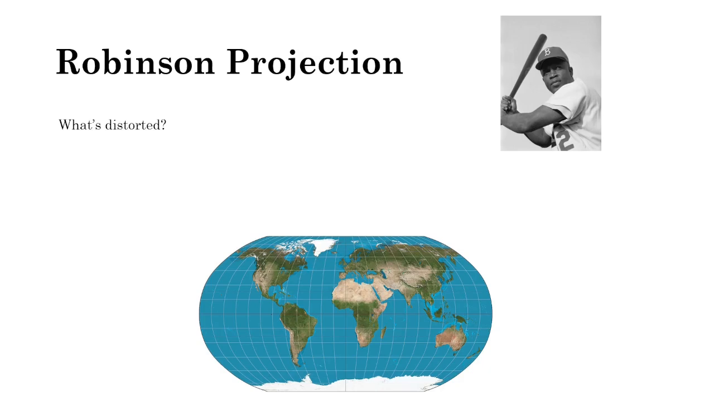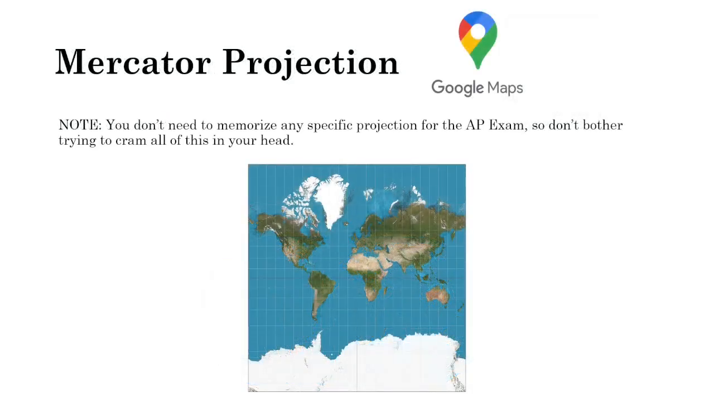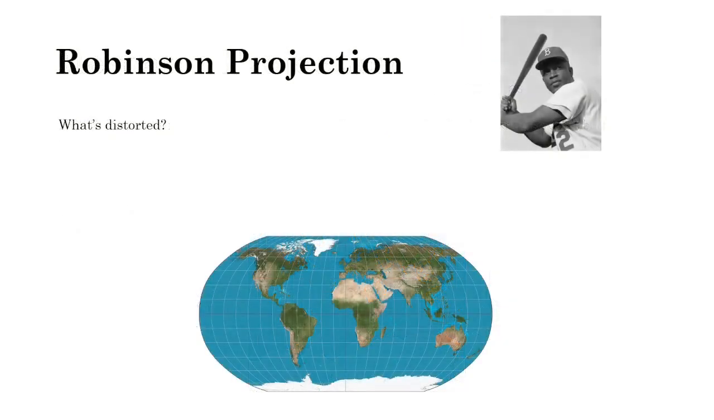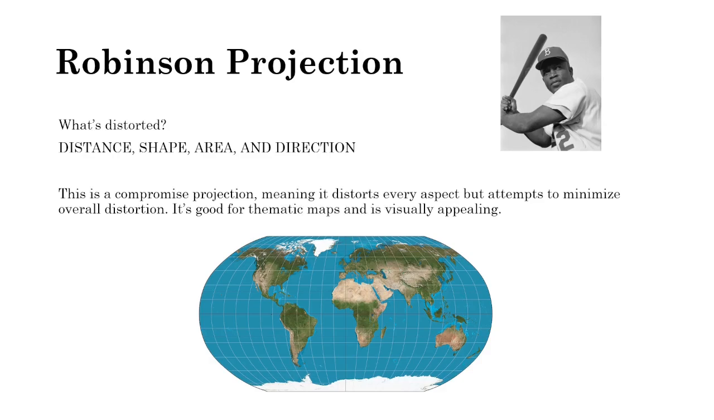And that's going to affect your direction, because it's curved, and that's going to affect your distance. So yeah, I didn't say this for the Mercator projection, but your distance is also distorted because area is distorted. If something looks really, really big, you're going to think there's a lot of distance. So yeah, that's just something to know here. So all 4 factors are distorted here, and that's what makes this a compromise projection.